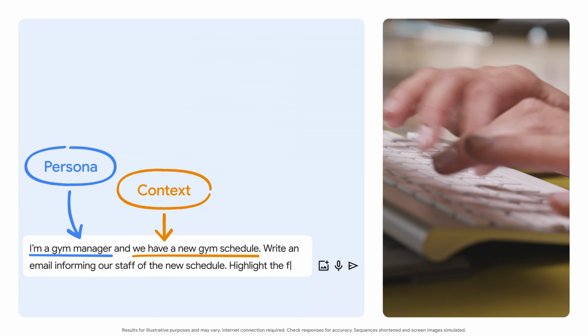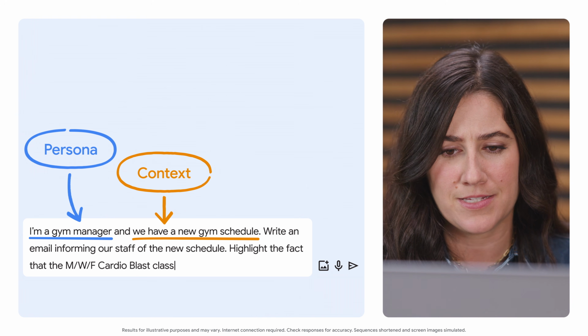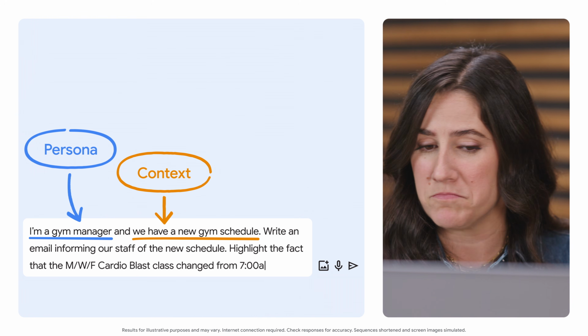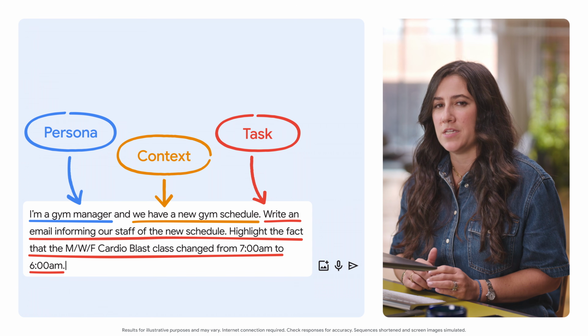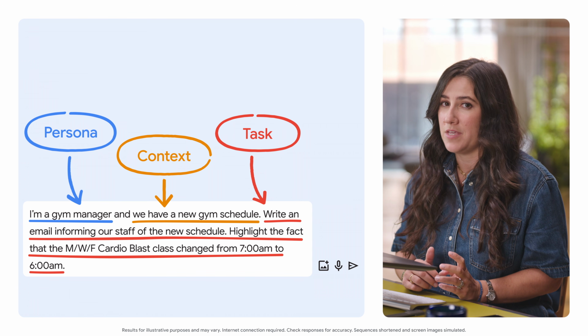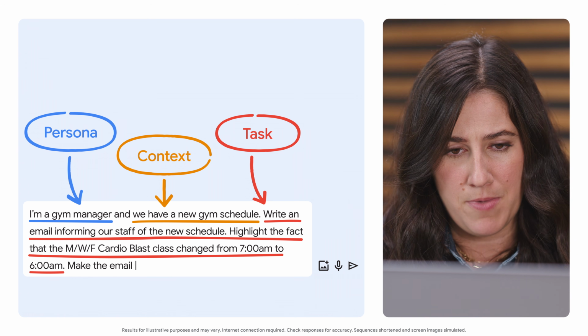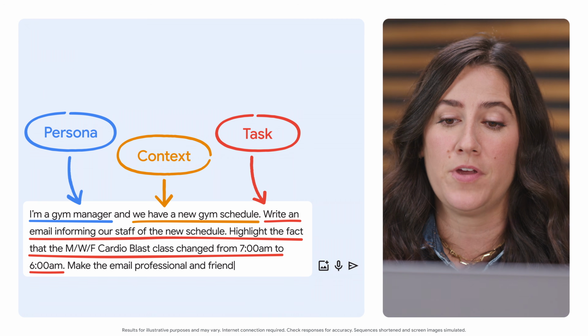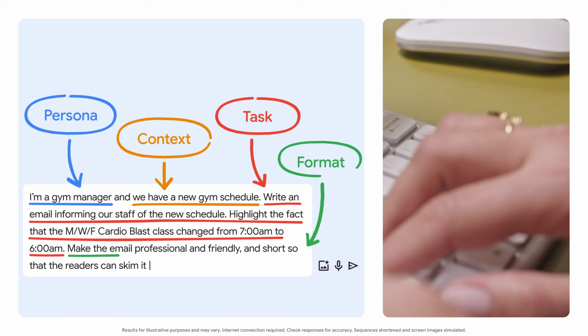Highlight the fact that the Monday, Wednesday, Friday cardio blast class changed from 7 a.m. to 6 a.m. And let's add even more specificity, especially about the content and format of the email, which could include language or tone. Make the email professional and friendly and short so that the readers can skim it quickly.